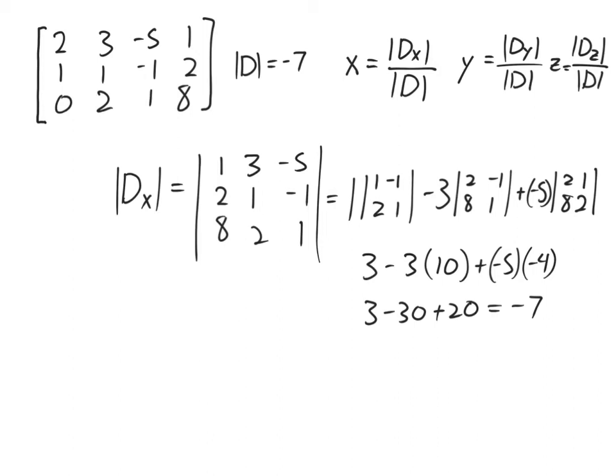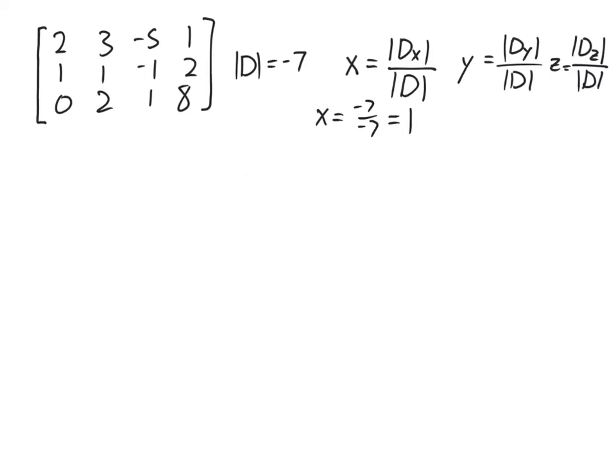So, going back up to here, I know that x is going to be this, which is negative 7, divided by this, which is negative 7. So I get negative 7 divided by negative 7, which equals 1. So I found x equals 1.